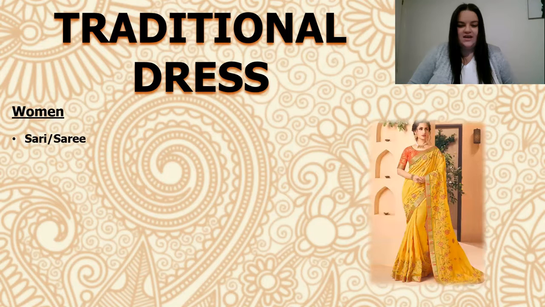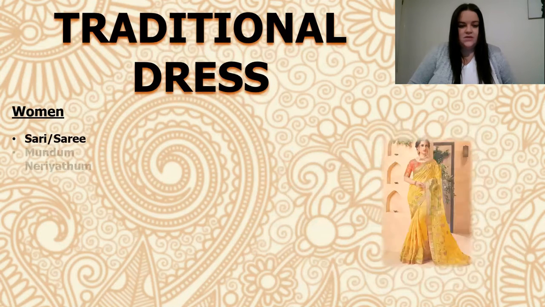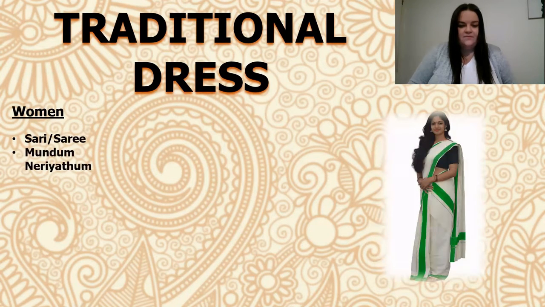Sari. Women throughout India wear traditional saris made of cotton or silk. The fabric is wrapped over the body in countless ways depending on where the wearer lives. Mundum Neriyathum. This is the oldest remnant of the ancient form of the sari, which covers only the lower part of the body. It is the traditional dress of women in Kerala, a state in the southwestern part of India.